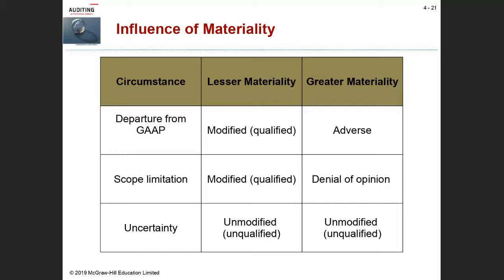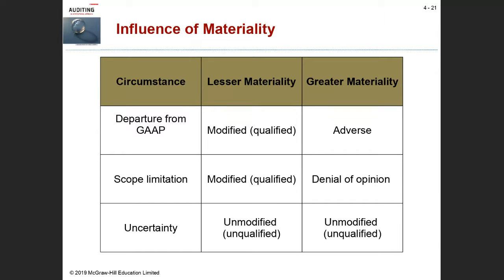On the other hand, if the potential problem is so material to affect the financial statements as a whole, so if management cannot give us more information about whether the company is a going concern or not, that could be pervasive, right? It affects so many numbers. In that case, we have to deny an opinion where the scope problem is pervasive. We have to give a denial.